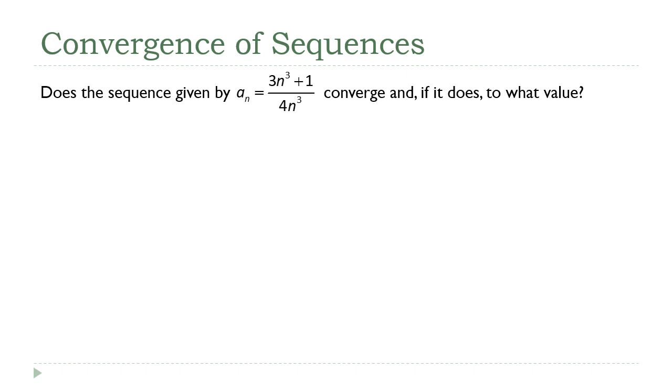So I've got a sequence here, and I want to know if this converges, and if it does, what it converges to. Remember, to determine convergence of a sequence, I need to look at a limit. And I'm going to take the limit of that expression as n goes to infinity and see what happens. And looking at this, I'm sure the first thought that came into your head was, well, it's 3/4.